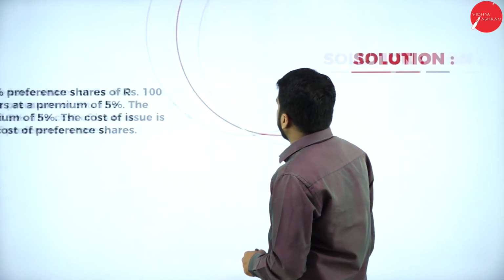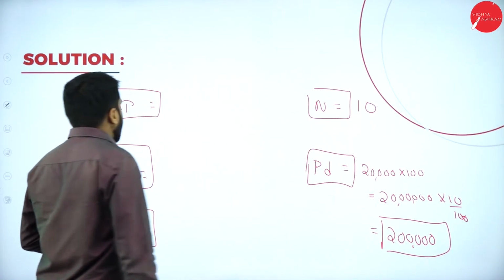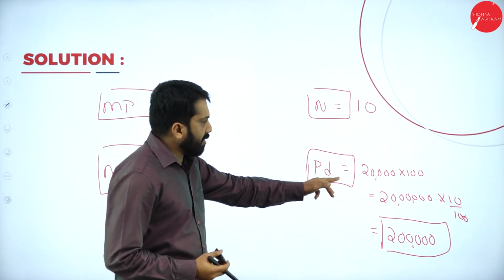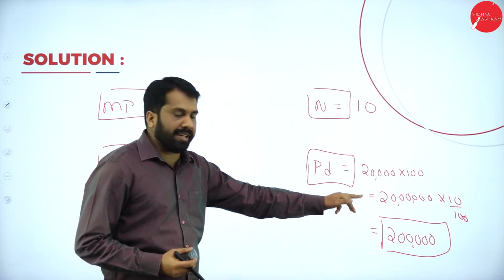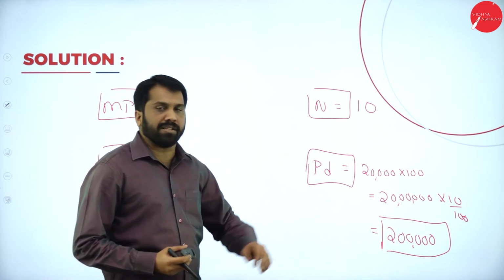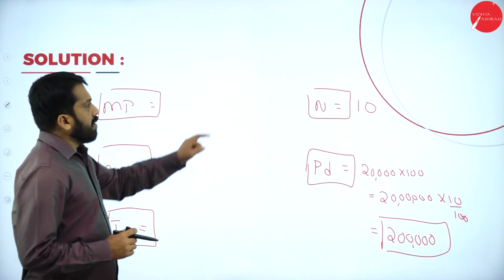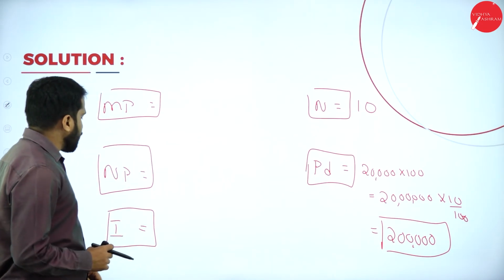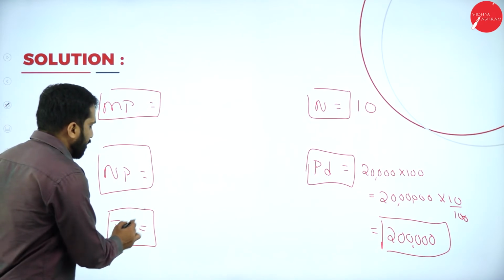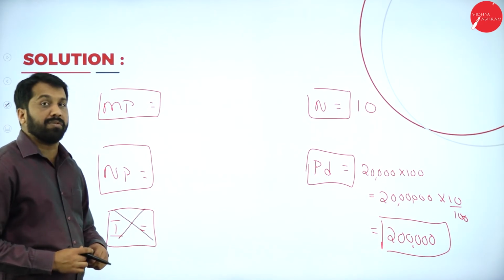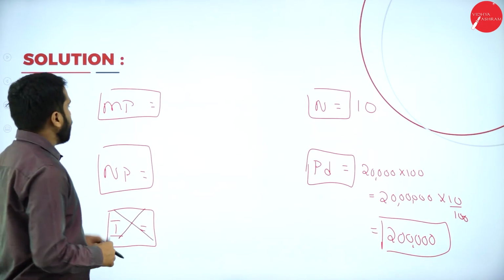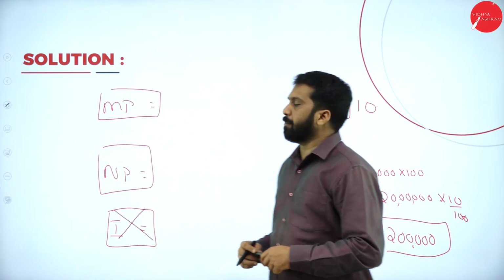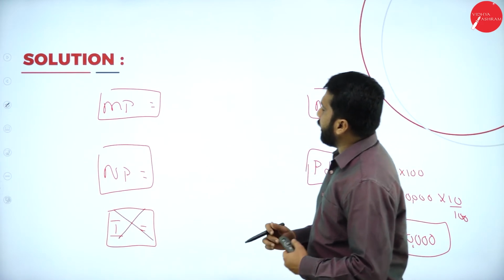So, we'll calculate this simple one. Net proceeds we will calculate first. Your dividend we calculated: 20,000 into 100, it is 20 lakh. So into 10%, it is 2 lakh over. Next, your number of years we calculated, 10 years over. Now we are supposed to calculate interest, which is not there in this problem. Why? Because we are doing preference shares. Now MP and NP. Now we'll go for NP.